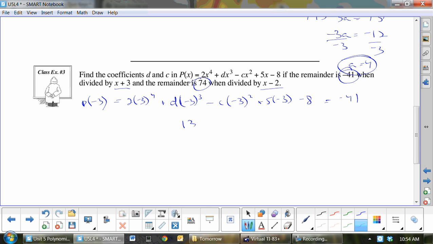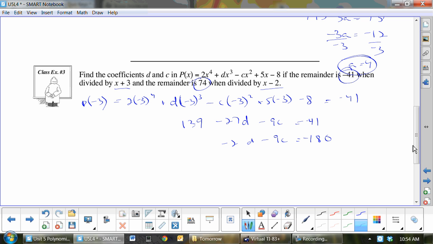139. So you get 139 plus, actually minus 27d minus 9c equals negative 41. What am I writing here? That should have been 139. Okay. Now, if you get that 139 to the other side, it becomes negative 139. So you get negative 27d minus 9c equals negative 180.